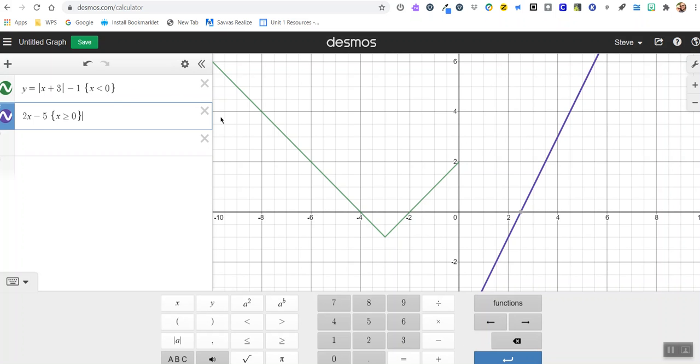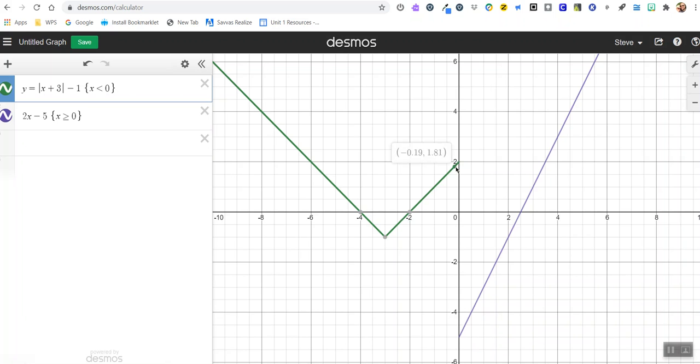When you look at it, if I scroll right here, where I say x is less than 0, that point is undefined. See how it's an open circle? Because at 0 it pops to -5. So you need to be mindful of that. So this is what our graph looks like.